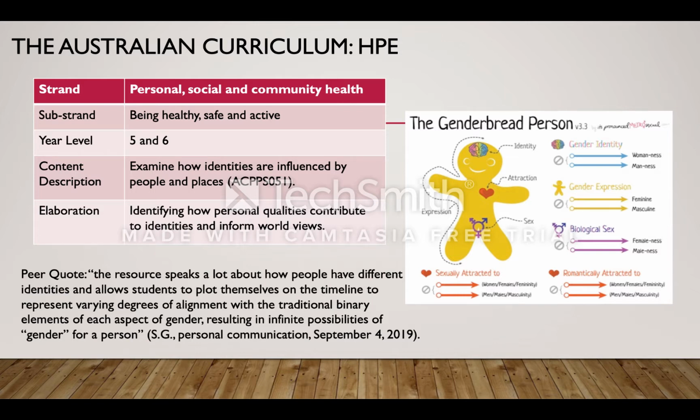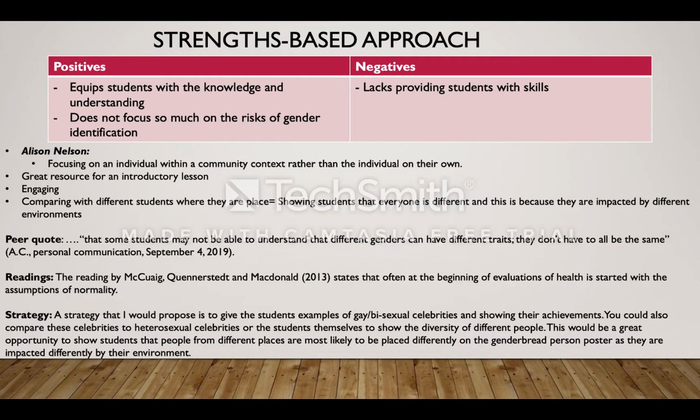I will now link the resource to two of the Australian curriculum HPE propositions, the first one being strength-based approach. So the resource of genderbread person equips students with the knowledge and understanding of gender, however does not touch on the skills that the students need to have to live harmoniously with another.